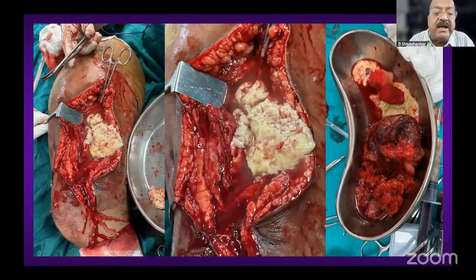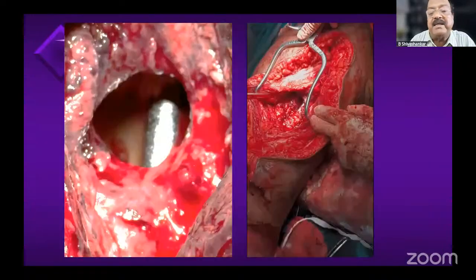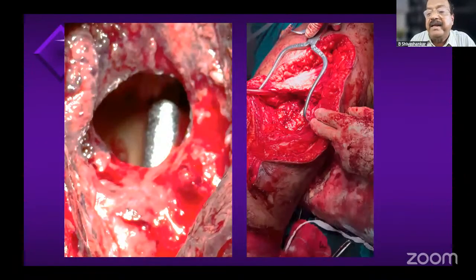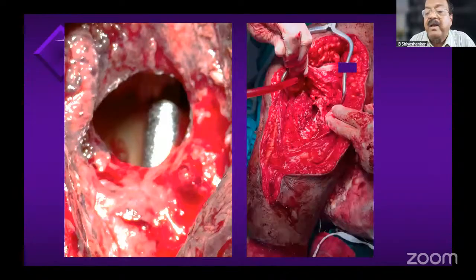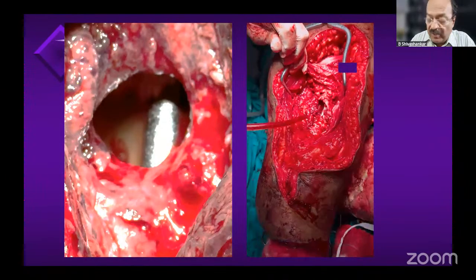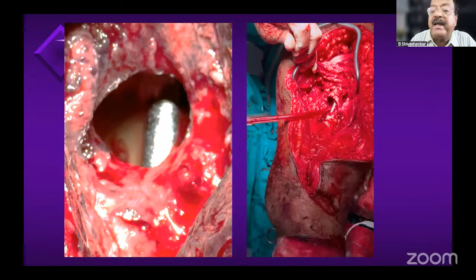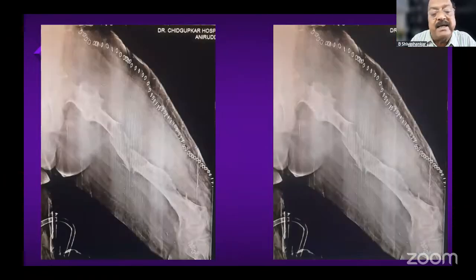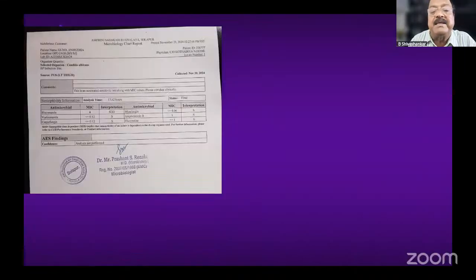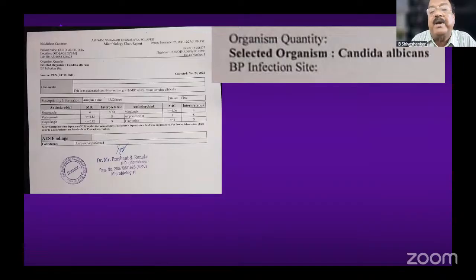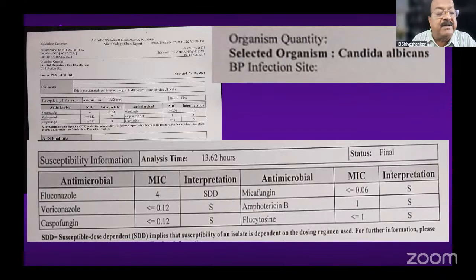So we didn't go ahead with doing anything at this stage. And you can see that the nail was also loose. We just cleaned the whole medullary canal, applied skeletal traction, and kept him like this till we got the report of the culture sensitivity. The report came as expected, Candida albicans fungal infection, which was sensitive only to voriconazole. Luckily, voriconazole is thermostable.